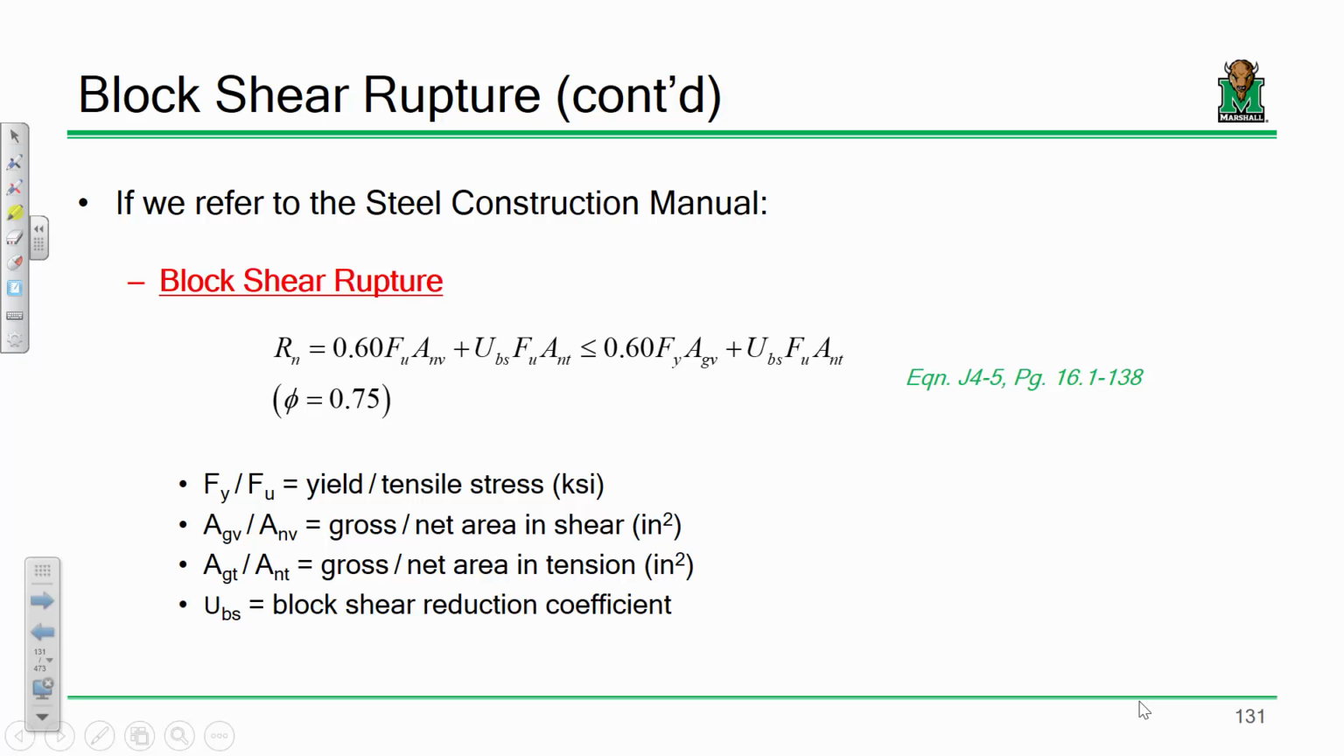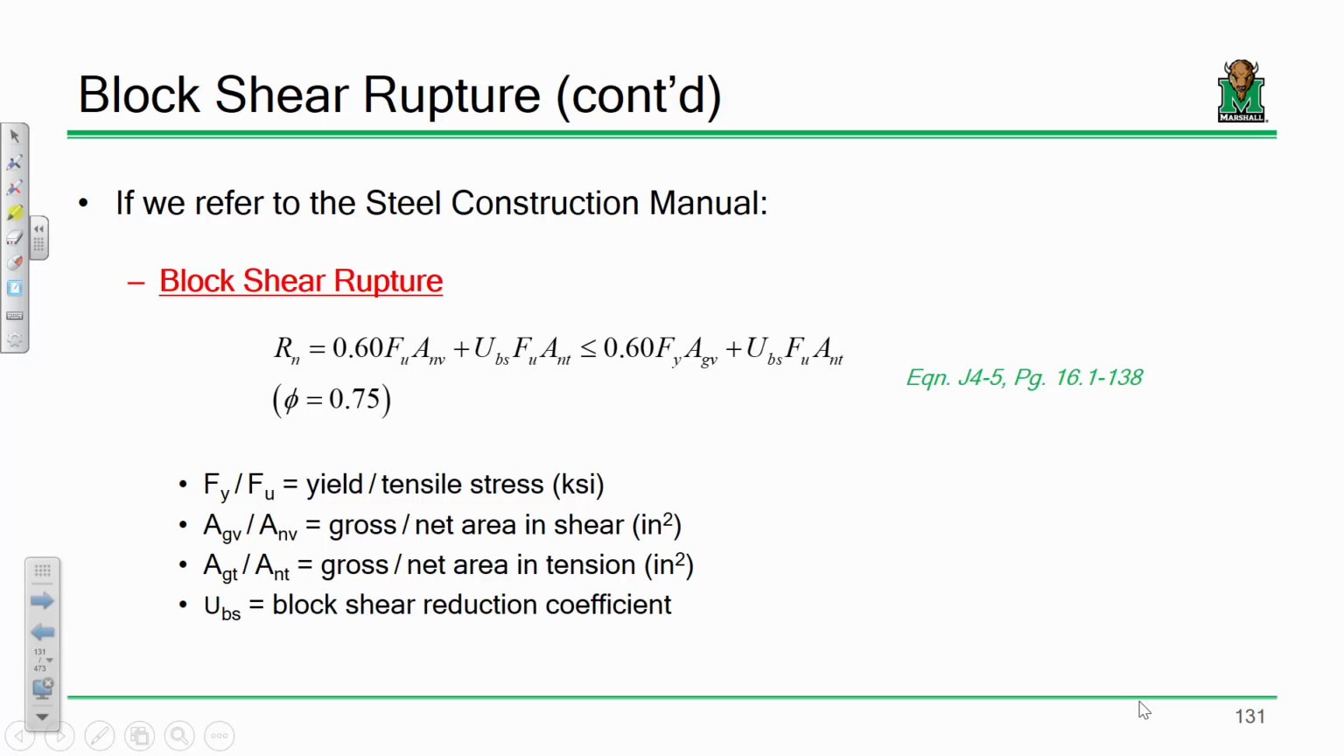I'm going to tell you that we're going to be spending a good bit of time in Chapter J for the foreseeable future. So this is sort of our first dip into it. This is technically kind of a connection check, so we'll be looking at that. Now, the phi value is 0.75, so that's easy. All right. Now, what about everything else?